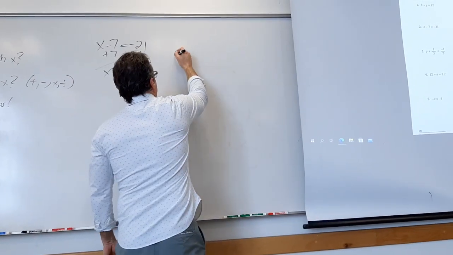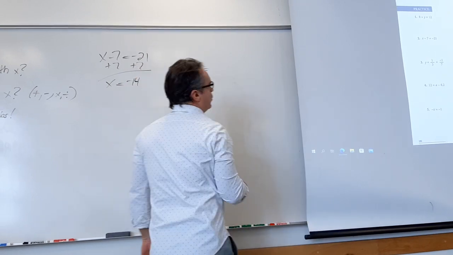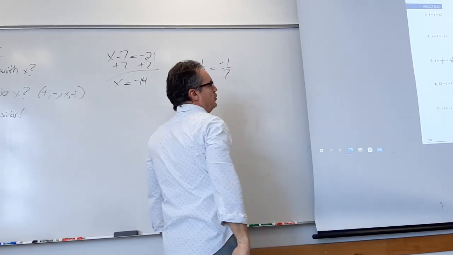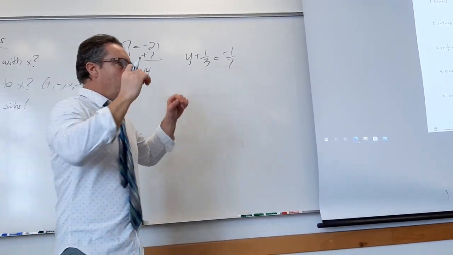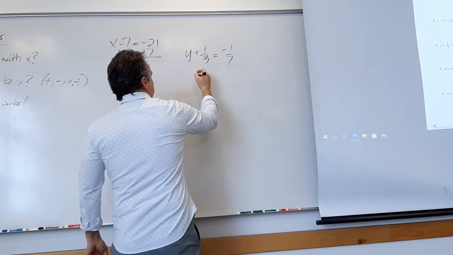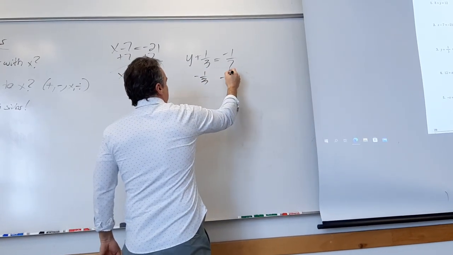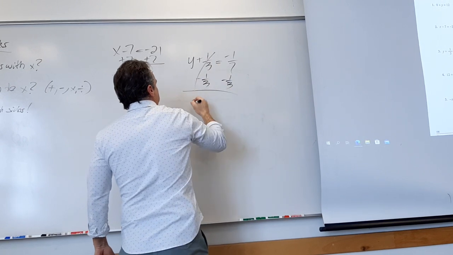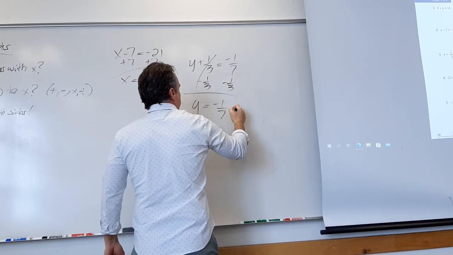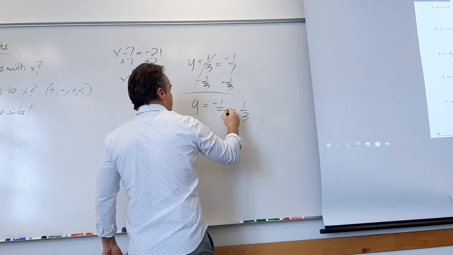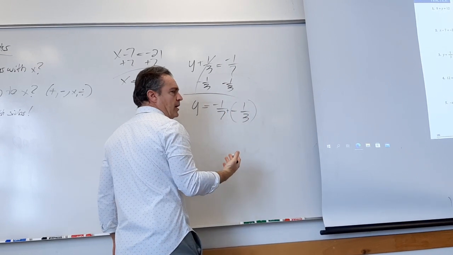Y plus 1/3 equals negative 1/7. Who's sharing sides with y? 1/3. What's it doing? Adding. It's being added, so we're going to subtract. Okay? All right, so this cancels. We get y equals negative 1/7 minus 1/3, which is also known as plus negative 1/3, right?